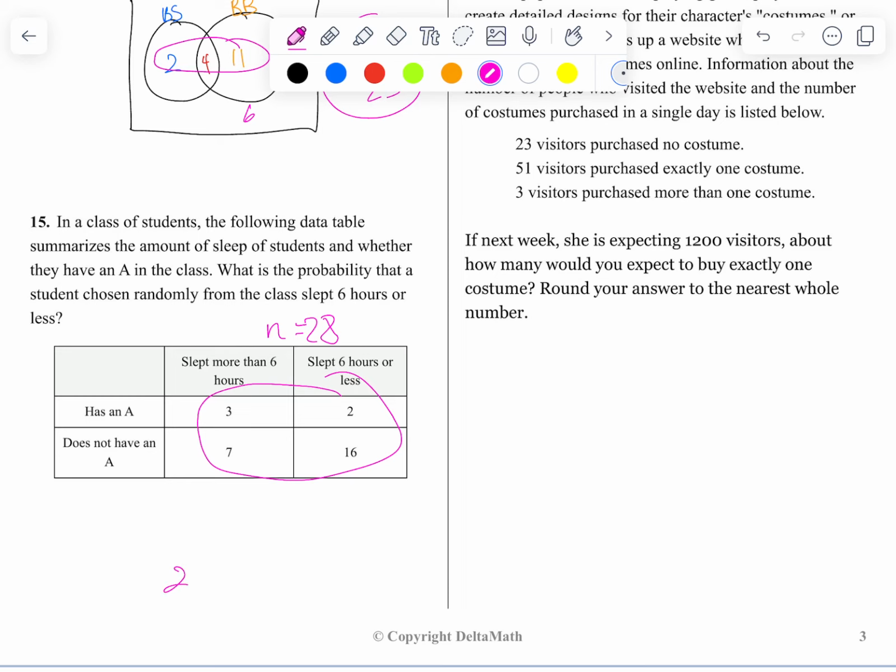So of the 28, how many of them slept 6 hours or less? So 6 hours or less are all of these people. So that's 2 plus 16 out of everybody. So that's 18 out of 28. Or I could say that that is 9 out of 14.